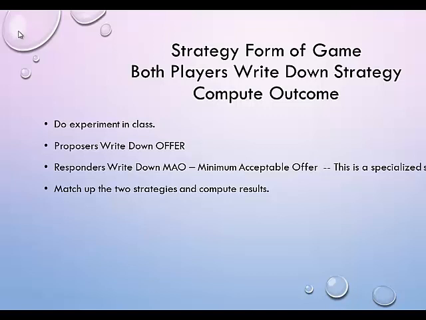So you can offer 10, which means you're giving everything to the other person. You can offer 5, you can offer 3, you can offer 0, you can offer 1. You have 11 possible moves. You have to choose one of 11 possible strategies.